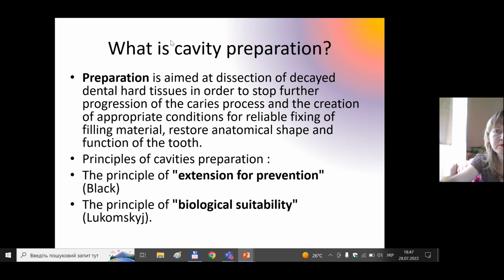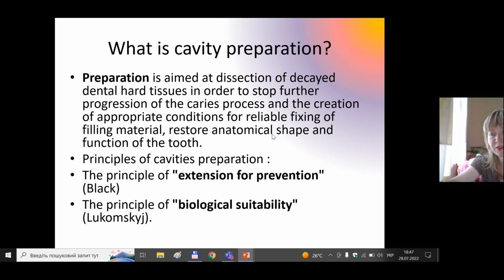And now we have a very essential question. What is cavity preparation? Preparation is aimed at dissection of decayed dental hard tissue in order to stop further progression of the caries process and the creation of the appropriate conditions for reliable fixing of filling material, restoring anatomical shape and function of the tooth.